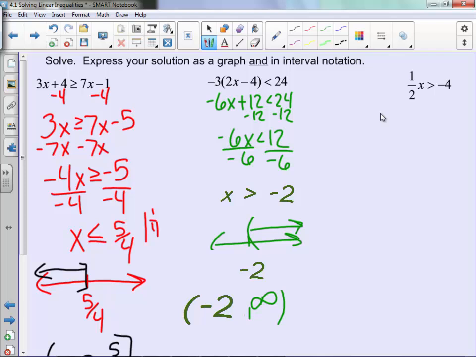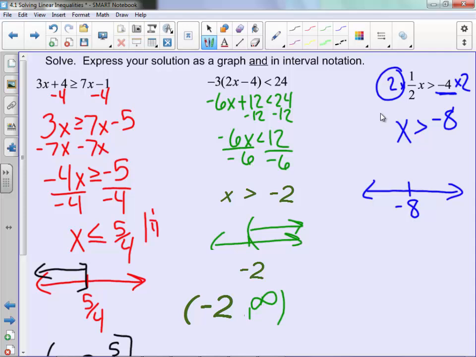So now we have a half. We can just multiply both sides by 2. Notice though this 2 was positive, so our sign is not going to change, even though this is a negative here. And we want the numbers greater than negative 8, so we'll be going this way. And it's not including, so it'll be our open parenthesis. So you have negative 8 to infinity.